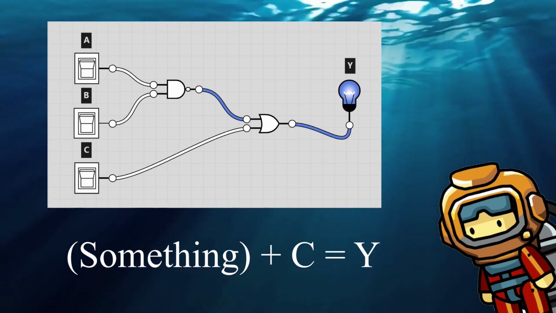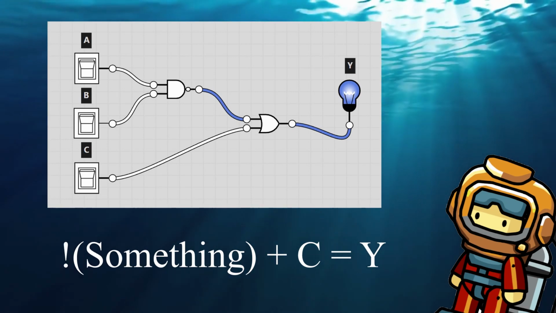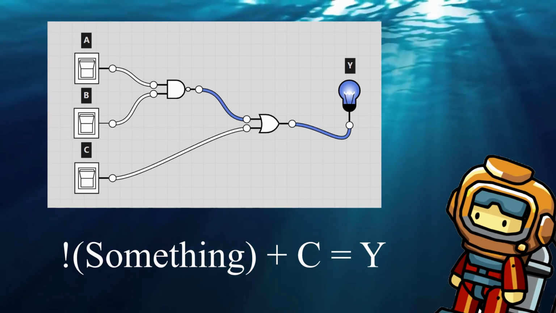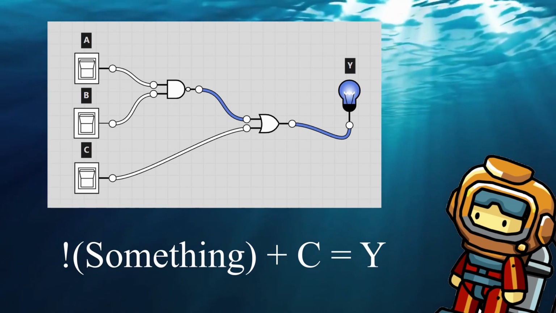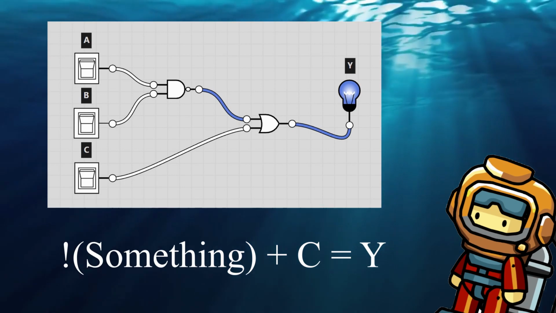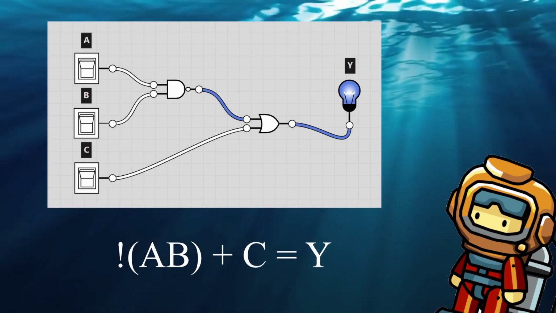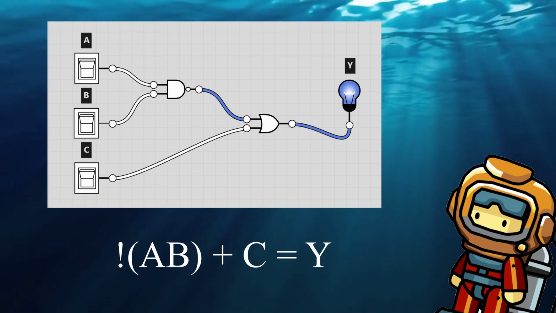But that can just be written as an AND gate with a NOT afterwards. So it's not something, plus C, that gives you Y, right? And lastly, we can look at the AND gate, and it's just the switches A and B going into it. So our final equation would be not AB plus C equals Y.